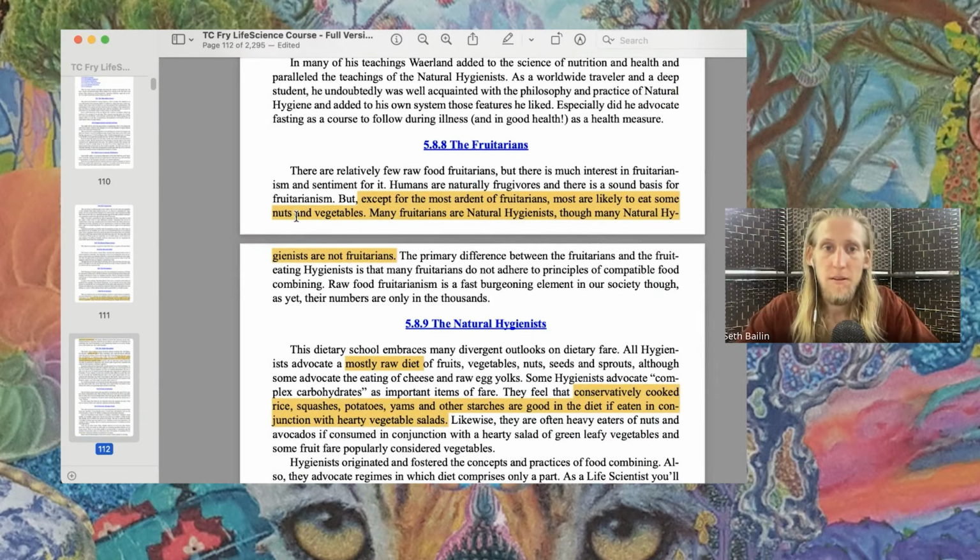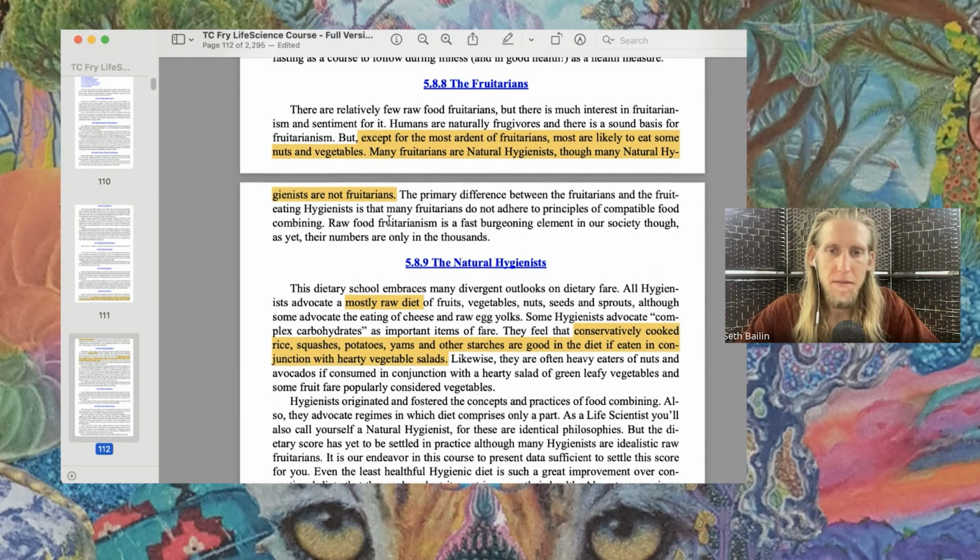The fruitarians generally eat some nuts and vegetables in addition to primarily fruit. The most ardent of fruitarians eat exclusively fruit, and some do it for purely ethical reasons. Many fruitarians are natural hygienists, though many natural hygienists are not fruitarians. So the primary difference between the fruitarians and the fruit-eating hygienists is that many fruitarians do not adhere to principles of compatible food combining. Sometimes the fruitarians will just say, oh, if it's fruit, it's good, have at it, don't worry. But natural hygiene focuses much more on food combining rather than just eating fruit.